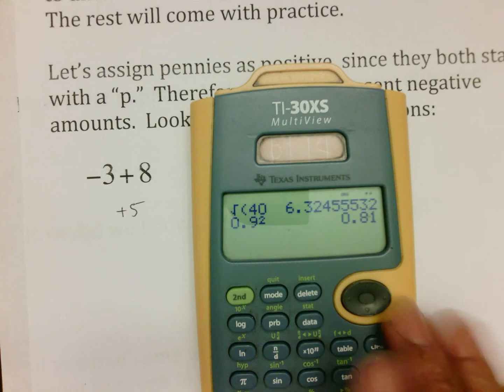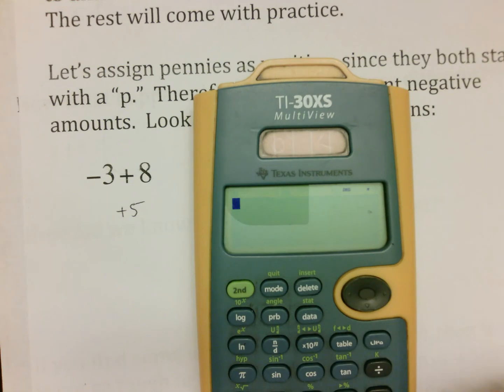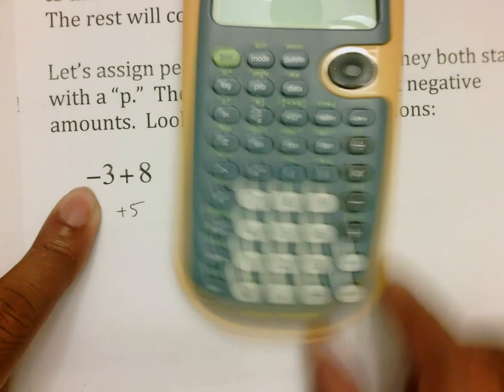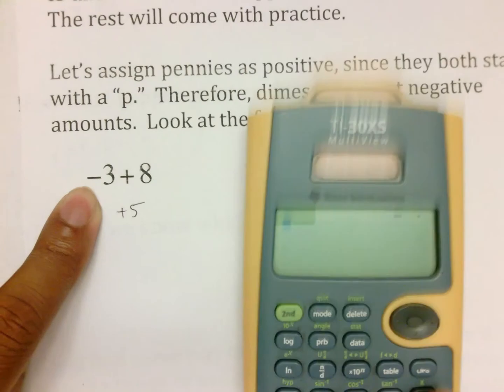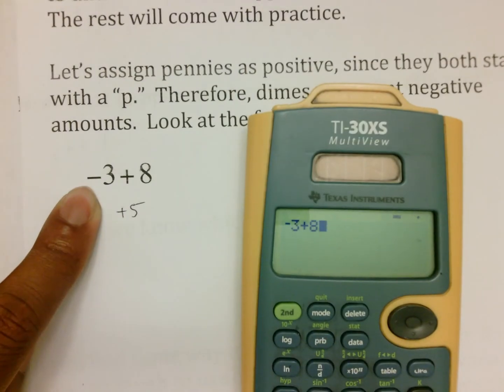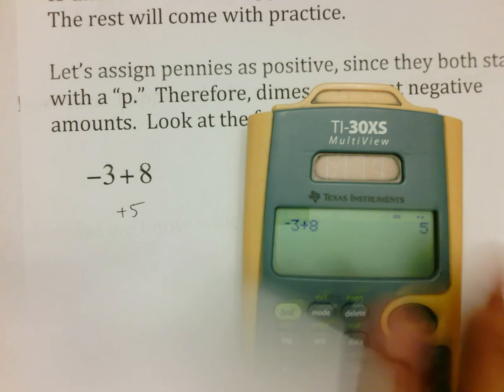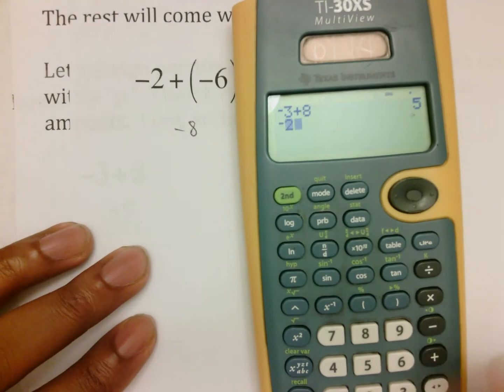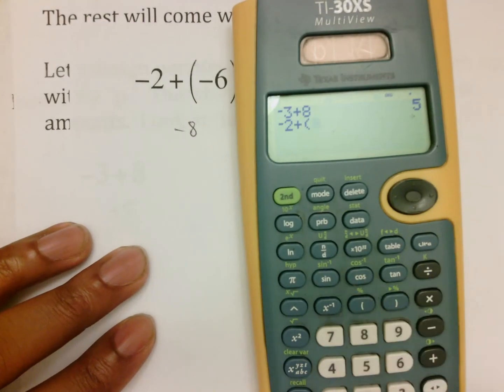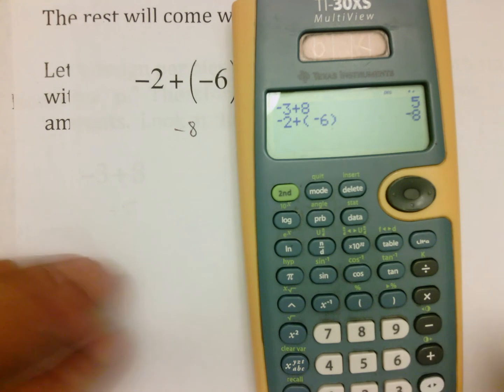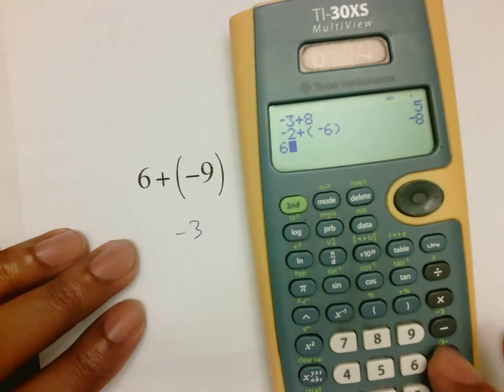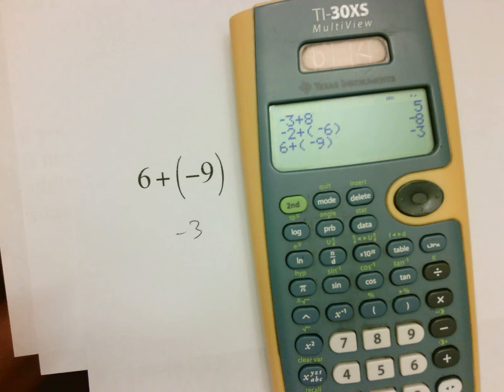But in terms of your calculator, it's not really that hard. You just type in exactly what you see, and by exactly, I mean exactly. If you see parentheses, type a parentheses. The negative button, even on your calculator, is underneath the 3, so you would just simply type negative 3 plus 8 and get your answer. You would type negative 2 plus parentheses negative 6, and you get your negative 8. You would type your 6 plus parentheses negative 9 and get your negative 3.